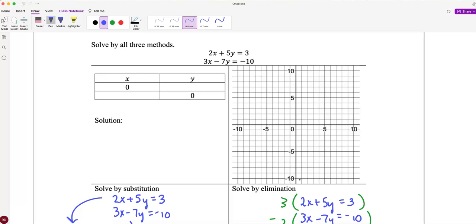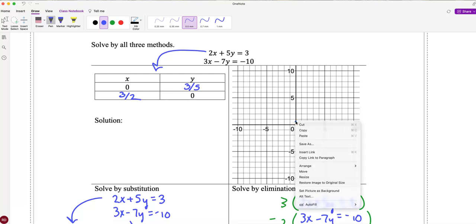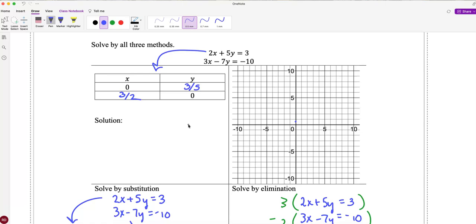Okay, so if I look at this top equation, when x is 0, y is going to be 3/5. When y is 0, x is going to be 3/2. So that's one way of looking at that equation. So (0, 3/5) is 0.6, somewhere right in there, and that's where I'm sort of guessing. And then (3/2, 0) is 1.5. So I've got to connect those points.